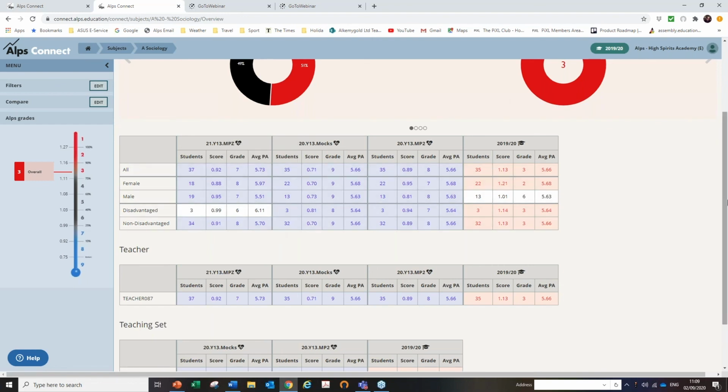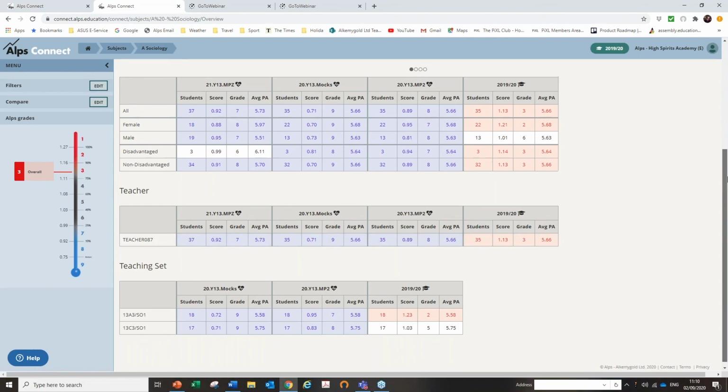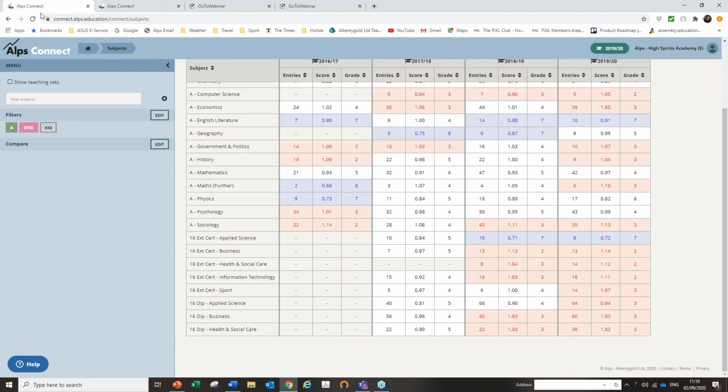And if we look below, teaching sets that were blue, one that went red, one that went black. So, all taught by the same teacher, by the way. What on earth has gone on here? I think I can work this out for you.